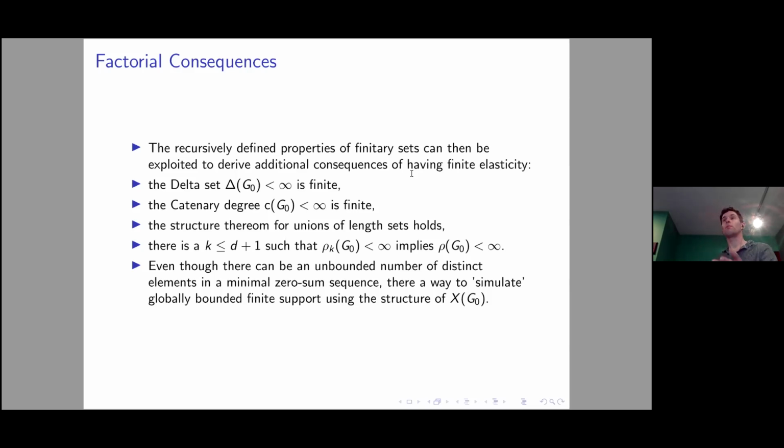And you can use the machinery, particularly all these nice properties about the subset being finitary, to show that finite elasticity, which is just one of these possible ways of measuring finiteness, implies basically the finiteness of all other well-studied invariants that aren't trivially infinite. So we can actually know that the delta set is finite, or the catenary degree is finite, or that various well-studied structure theorems for unions hold. All this holds. And that's really all I have time to talk about right now. I'm going to have to stop. For questions, I'd be happy to answer them.